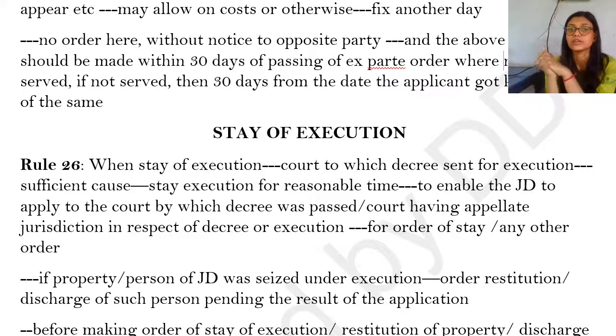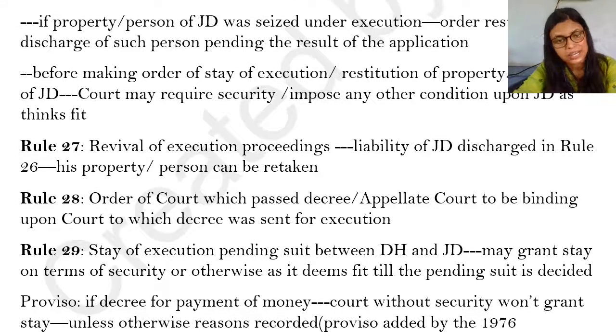So with this short topic, we see that under rule 26 you take your stay application to the court which passed the decree or the court which has the appellate jurisdiction. Whatever decree or order comes from that court will be binding on the court to which it was sent for execution. What was the reason for doing so? What will happen if something was already seized? Then it can be discharged or restituted pending the result of the application, and the court may also take security or impose any other condition.